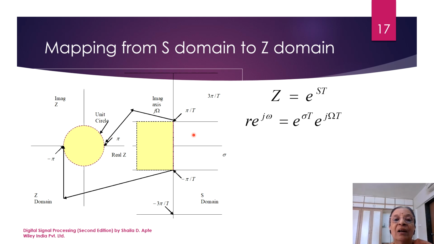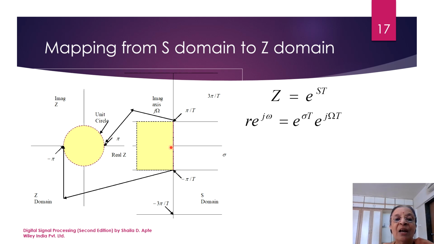Now, when s is equal to j pi by t, so that t will cancel and it will be e raised to j pi. Sigma is of course 0, so e raised to j pi, the mod value is equal to 1. So here it maps onto z is equal to minus 1. Similarly, when s is equal to minus j pi by t, t will cancel, e raised to minus j pi. So it will transform to z is equal to minus 1.